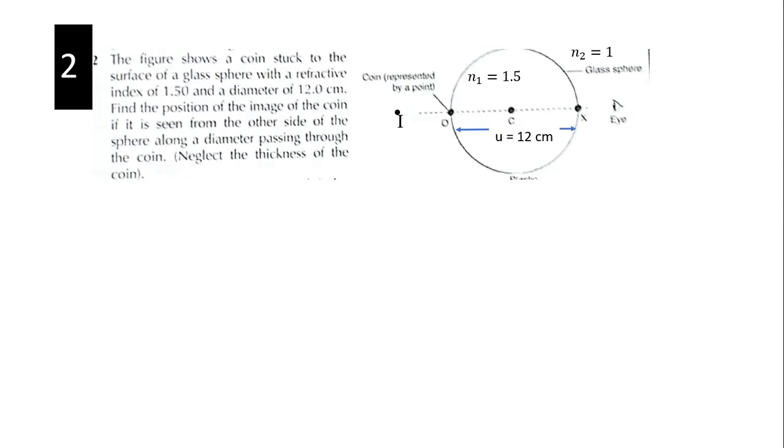What's your answer? Same as the first question: 1.5 over 12 plus 1 over v. So what's the radius? Radius is 6.